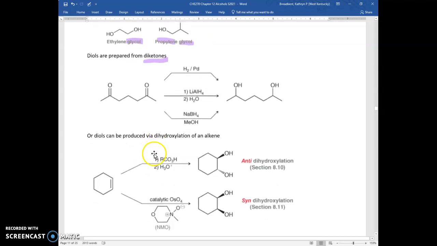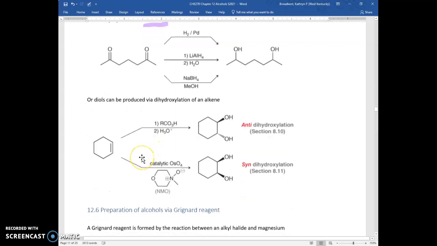Diols can also be produced via dihydroxylation of an alkene. This is one of our addition reactions that we talked about. We can have anti-addition with a peroxy acid or a syn addition with osmium tetroxide. And that's it for this video.